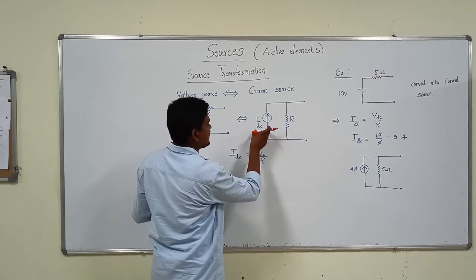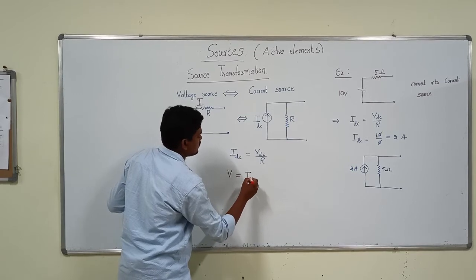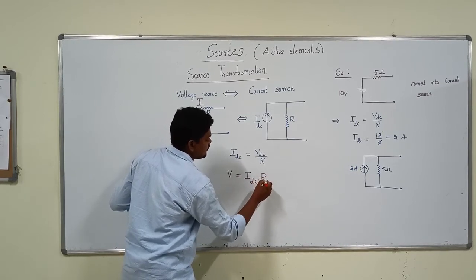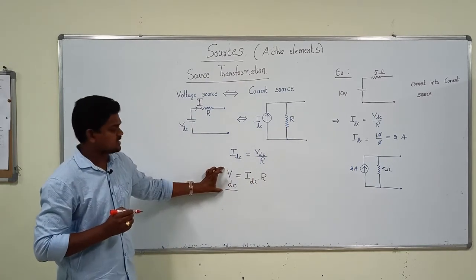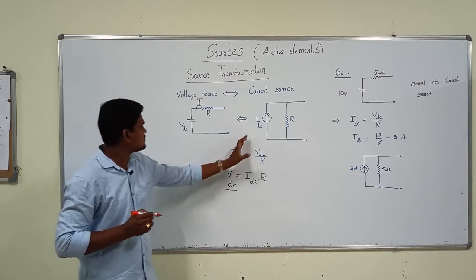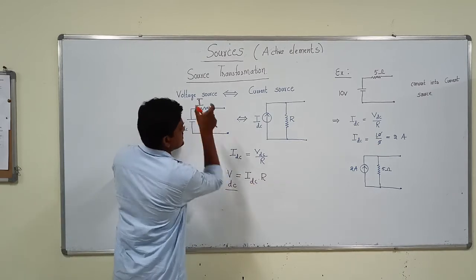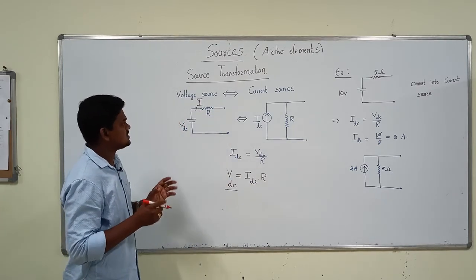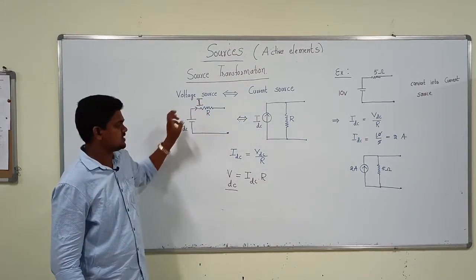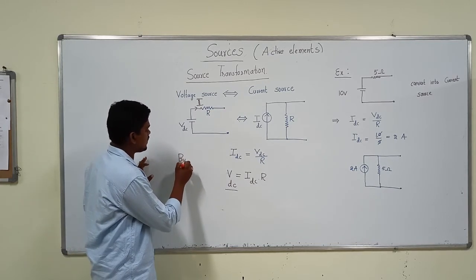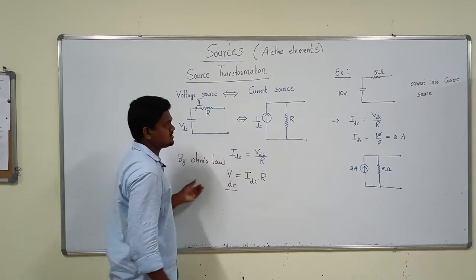Simply, we have the current and we have the resistance. By Ohm's law again, current into resistance, we will find the V_DC. This V_DC value is the voltage source value. So it is represented with V_DC, and this R is connected in series. So this is the procedure to convert a voltage source into a current source and a current source into a voltage source, simply by using Ohm's law, right? This is the procedure.